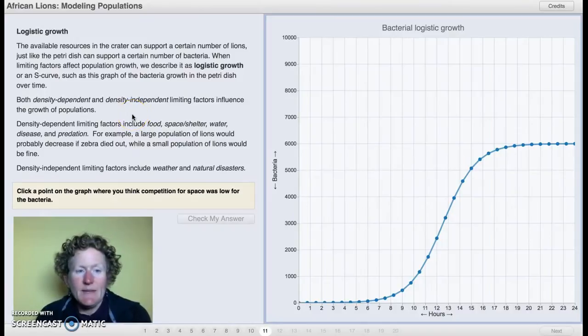Both density-dependent and density-independent limiting factors influence the growth of populations. Density-dependent factors include food. There's less food if there are more animals. There's less food per animal. There's less space per animal if there are more animals. That's why it's density-dependent. Water, there's only so much water per animal, and the more animals, the less water per animal. Disease happens if there's lots of crowding. And predation, the more animals that are kind of living on top of each other, the more they're going to eat each other. For example, a large population of lions would probably decrease if the zebra died out. Well, a small population of lions would probably be okay.